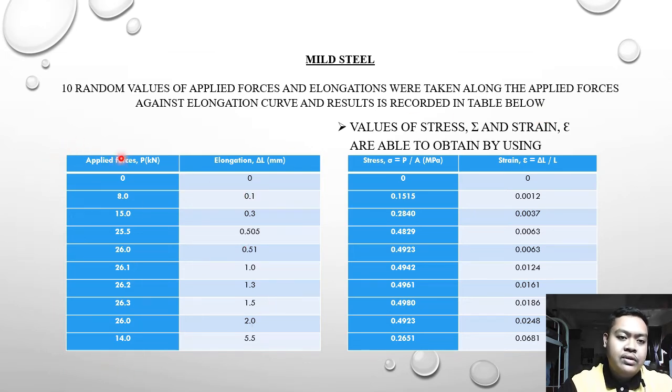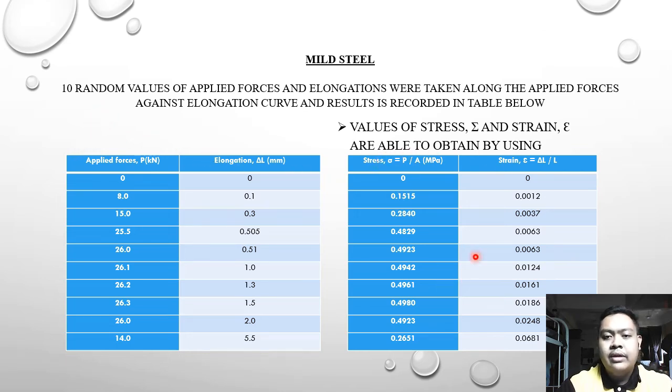This is the force that we apply to our mild steel in the tensile test machine. This is the elongation from the normal, original length to elongate. This is the result from the machine. We get this result from the table that we get from the machine.